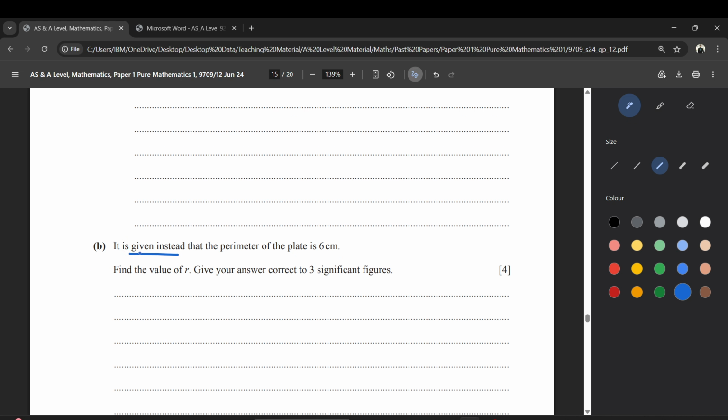So now it says that it is given instead that the perimeter of the plate is 6 centimeters. Find the value of r, give your answer correct to three significant figures. So the perimeter, we have to see what is going to be my perimeter.